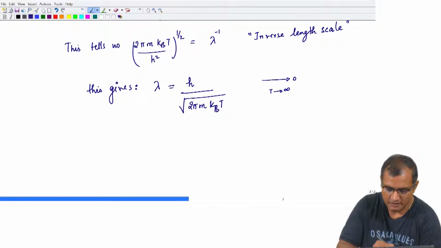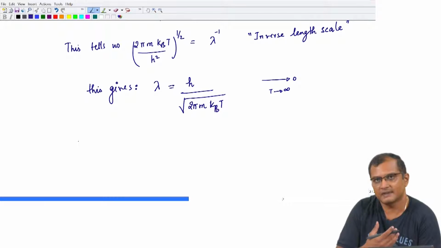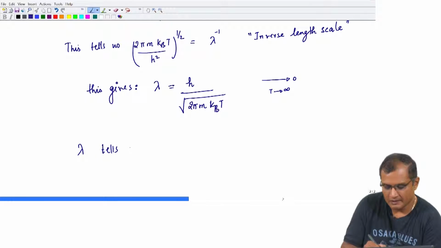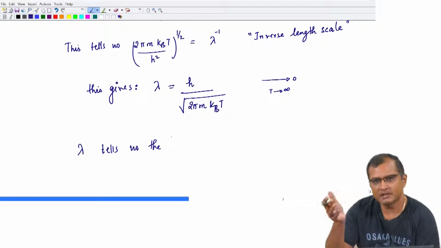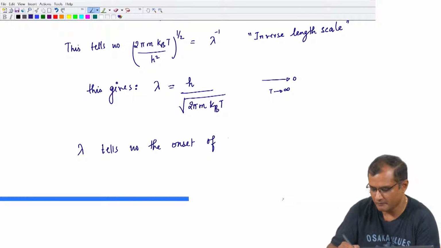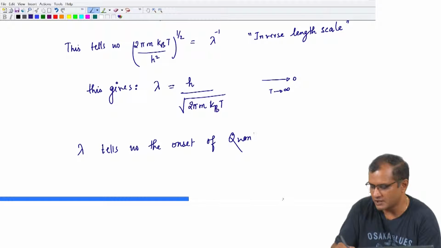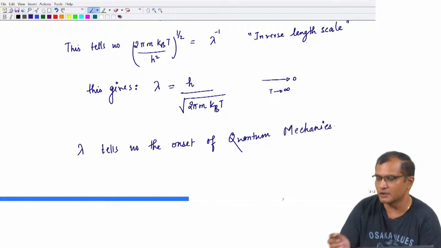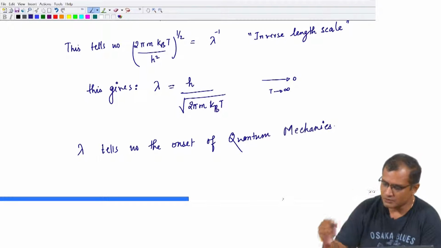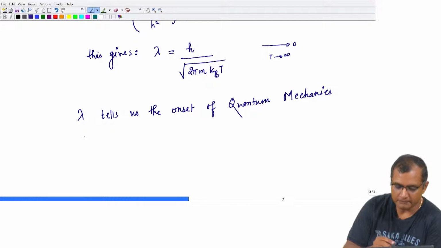It sort of manifests the onset of quantum mechanics at low temperature. So, one has to associate lambda with that, at what temperatures one has to consider quantum mechanical effects. Naturally, lambda alone will not tell us the onset of quantum mechanics. You have to compare lambda with some other length scale. So, let me give you some comparison.